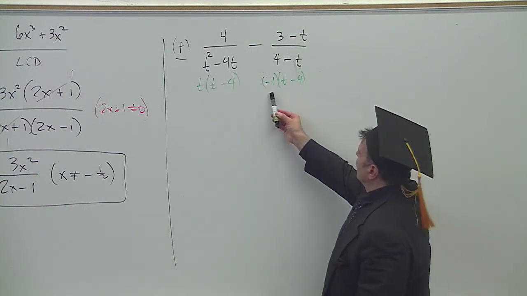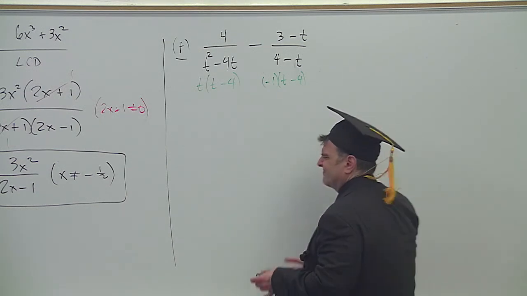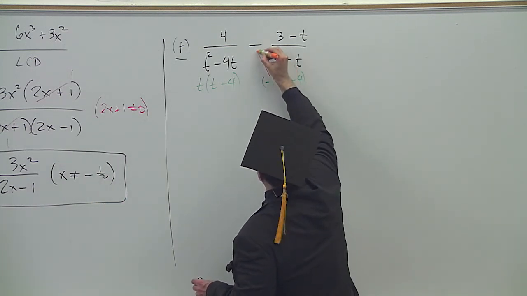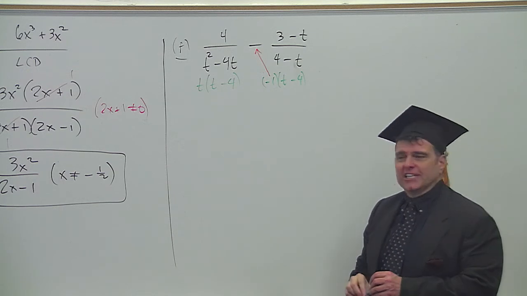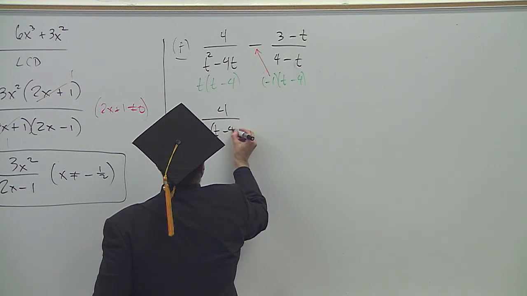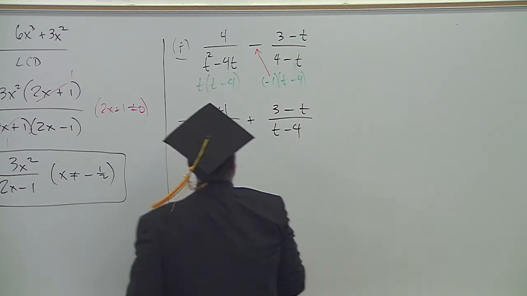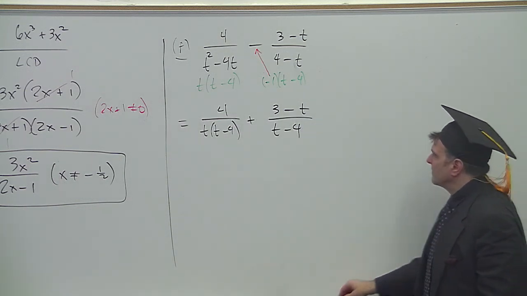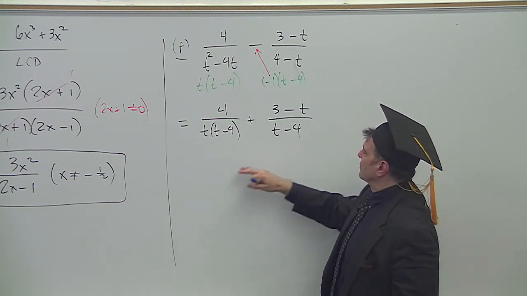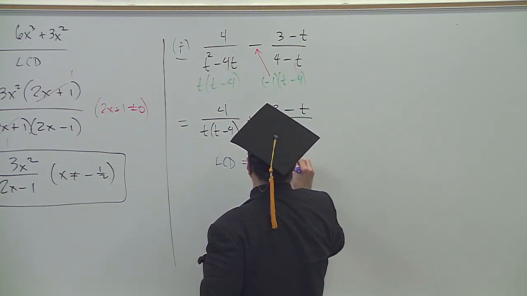Now, this -1, if we actually keep it there, it's going to make the LCD process tedious. What I recommend you do in a case like this is take that -1 and use it to change the operation. Write this as 4 over t times t minus 4 plus 3 minus t over t minus 4. And having done that, the LCD step is easy. This denominator is already a multiple of the other one, so that's the least common denominator, t times t minus 4.